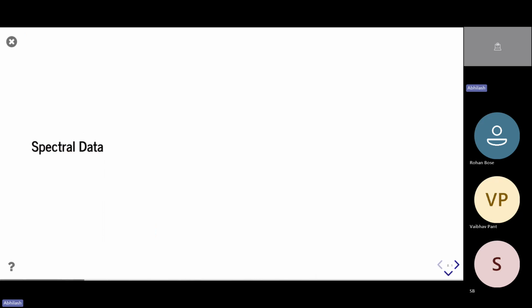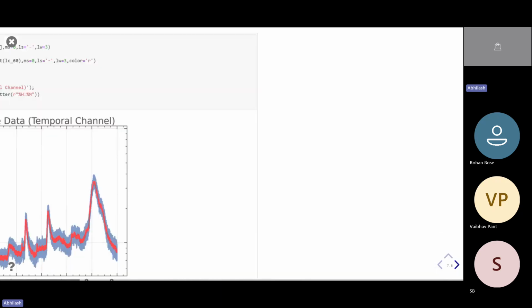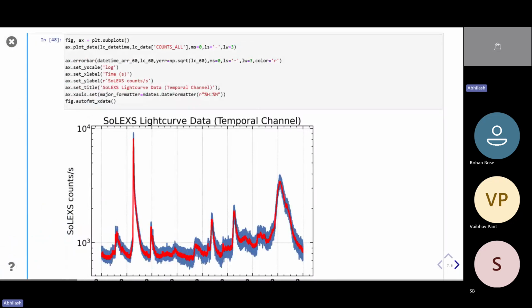So let's come back to the spectral data. So, light curve data: any question about light curve data? No, right. Let's move on to the spectral data. What spectral data has is the energy information. What we saw here is just the total number of counts observed by SoLEXS per second. We don't know the energy of all these counts. What we are interested in, what data has more physics, is the spectral data.